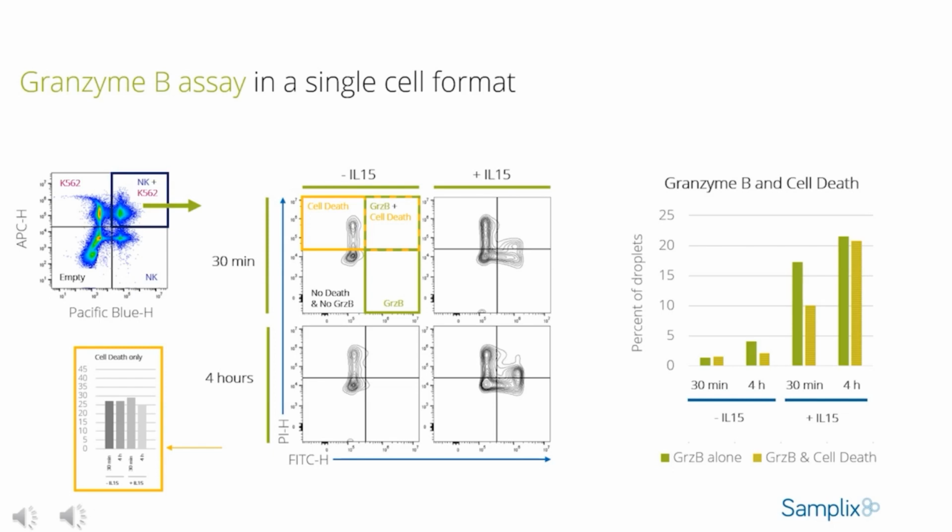When cells have been stimulated with IL-15, we can see an increase in granzyme B secretion after 30 minutes. This increase leads to a sequential increase in cell death after 4 hours. No increase in cell death is seen without any granzyme B after 4 hours.